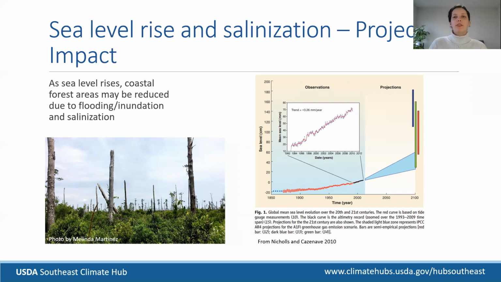The figure to the right shows how sea level rise has showed an increase of 3.26 millimeters per year as a trend. And models show that it is predicted to continue to rise by up to 20 to 180 centimeters in the next 80 years.